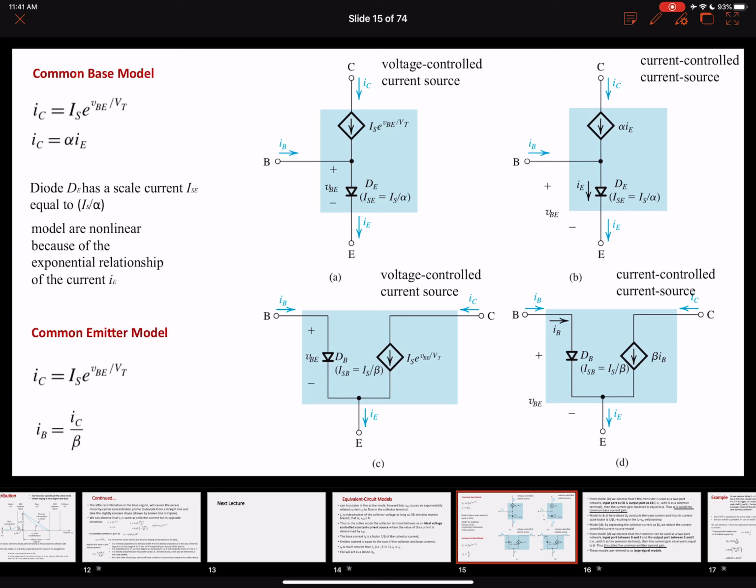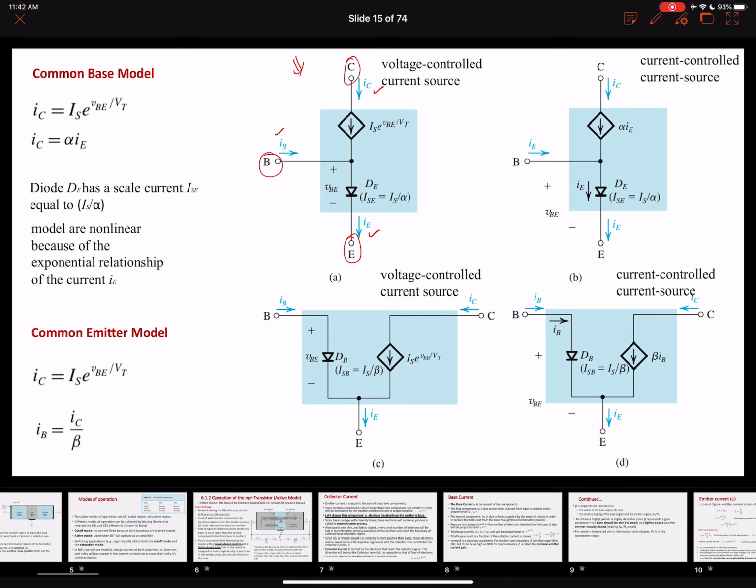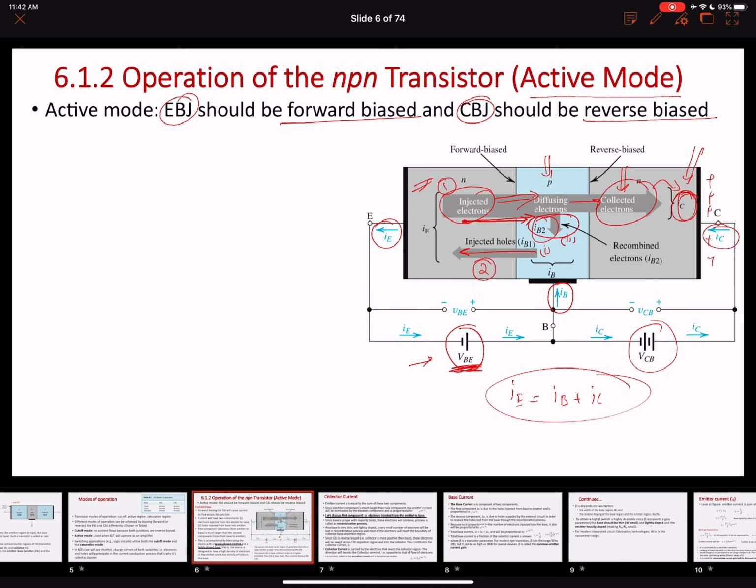We have A, B, C, and D here. Let's look at the figure. This is a model of an NPN bipolar junction transistor. We have three terminals: collector terminal, base terminal, and emitter terminal. These are the directions of the currents that we can see. Your base current goes into the base terminal, and collector current goes into the collector terminal. The electron's direction was this, and the collector current is, by convention, opposite to the flow of electrons, so it goes into the collector terminal. The emitter current flows out of the emitter terminal, which is a summation of IB plus IC.